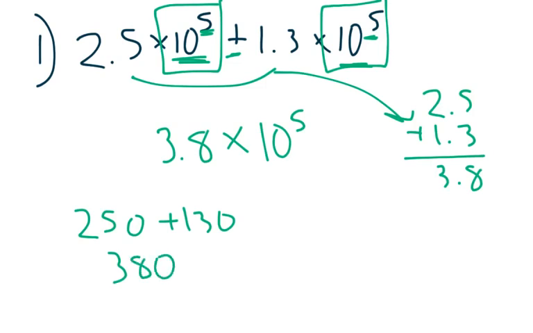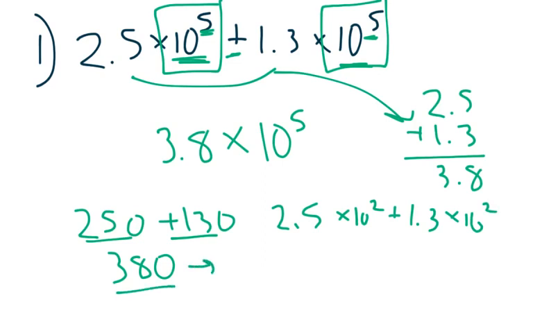And all we've done is rewrite these in scientific notation. If we were to rewrite these in scientific notation, it'd be 2.5 times 10 squared plus 1.3 times 10 squared. And if we wanted to write this number in scientific notation, we'd get 3.8 times 10 squared. So we only really care about these digits, and we combine them. We do what the operation is telling us to do, and then we keep the scientific notation as is. Now, that's pretty straightforward. Let's kick it up a notch.